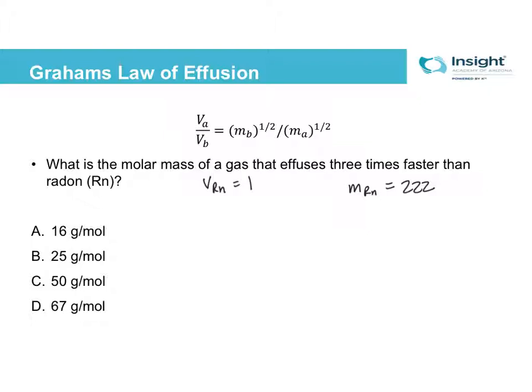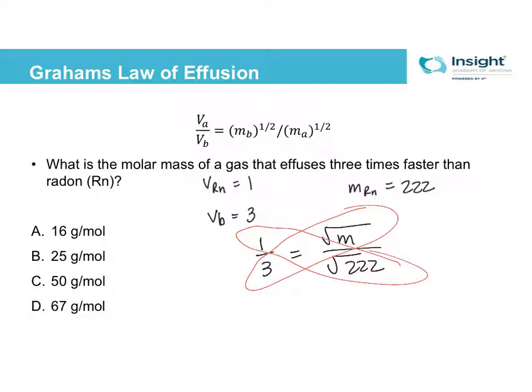So let's plug that in. Then our VB, or the other one that we don't know, is going to be 3, because that's going to be 3 times faster. And then we need to solve for mass B. So we're going to have 1 over 3 is equal to the square root of mass over the square root of 222. We can crisscross applesauce here. So 1 times the square root of 222 is equal to 3 times the square root of m.